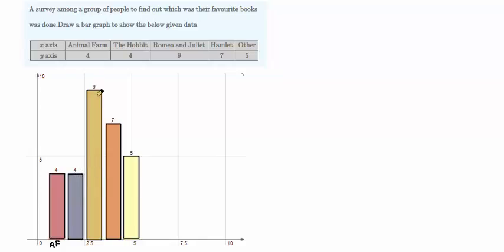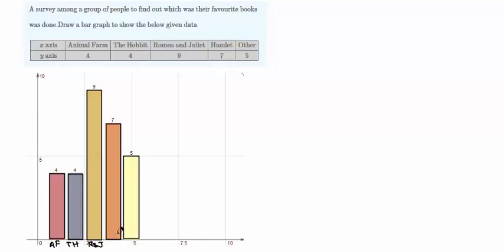Whereas for Romeo and Juliet, if you look at this bar, it's more than double the length of each one of these two. And the reason is because this number out here for Romeo and Juliet is more than double of 4. And that's exactly why we say the bar lengths or the heights are proportional to the actual numbers. So this one's for The Hobbit, and this one's for Romeo and Juliet.